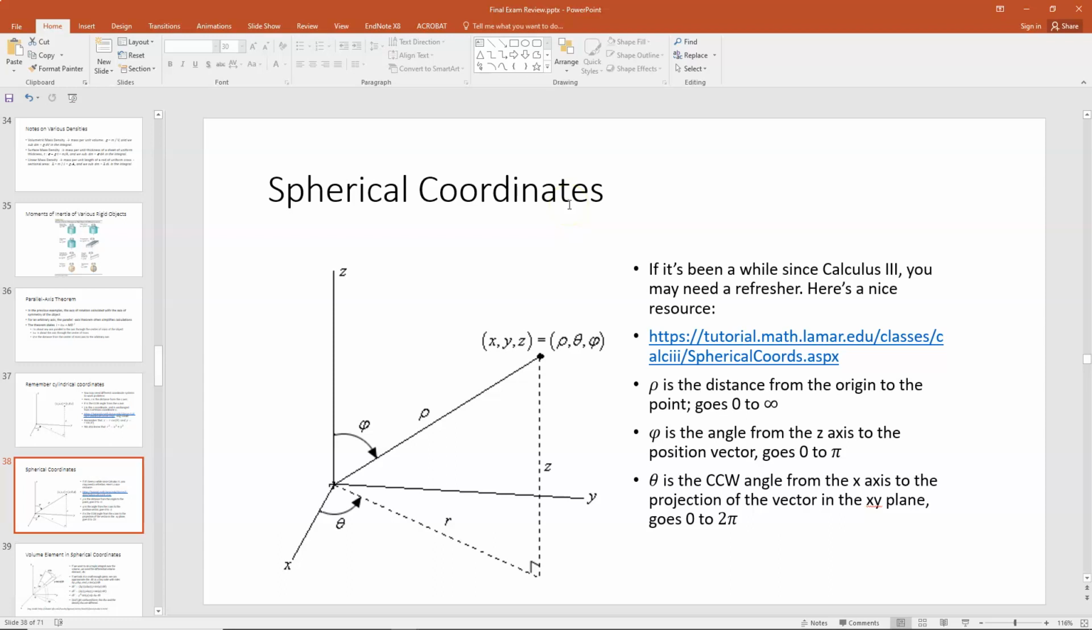Now, if it's been a while since calc, you might need a refresher on spherical coordinates. Spherical coordinates, instead of Cartesian, go rho, theta, and phi. Rho is the distance from the origin to the point in question. Theta is the angle that swings counterclockwise from the plus x-axis to r. It's the same as in cylindrical coordinates. And phi is the angle that swings down from the plus z-axis to the position vector.